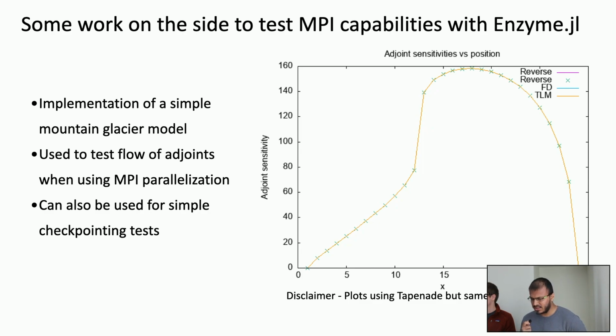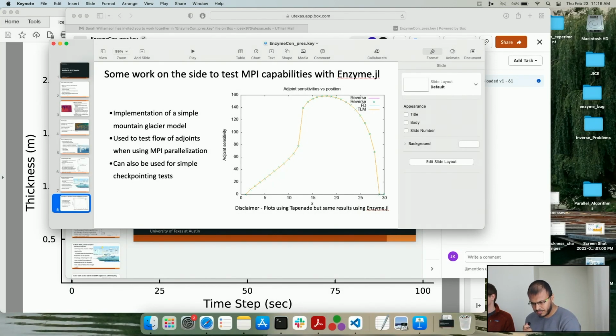We can use this simple model, which is not too unrealistic actually, to test the flow of adjoints when using MPI. And it can also be used to do benchmarking and checkpointing tests in the future. This work, Michelle helped me a lot with this. And yeah, so we hand over to Michelle. Yes, Michelle and Gongchen.